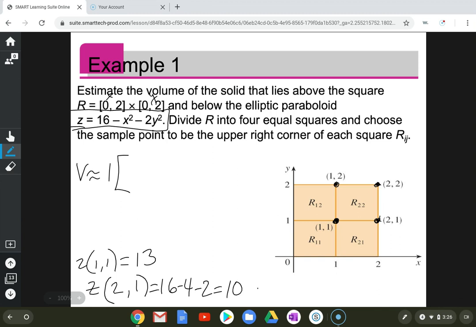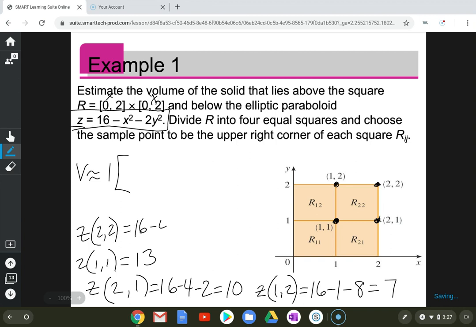Okay, if I do z of 1, 2, so I get 16 minus 1 minus, let's see, 2 squared, 4 times 2 is 8. So I end up with 7. And then my last one, I'm going to put up here, z of 2, 2.